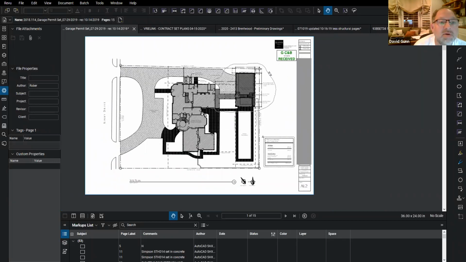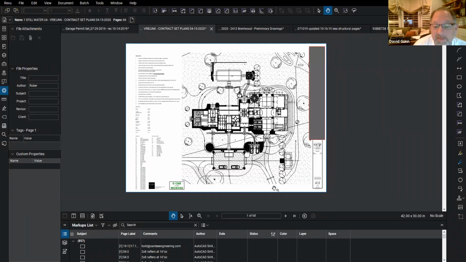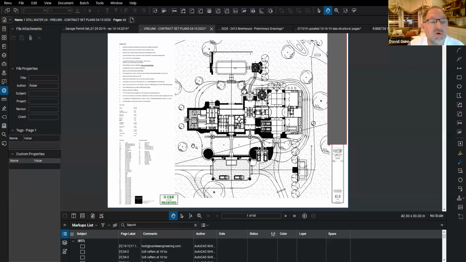Let's look at another example. Here is a drawing for a new house. This is the first page of the set of drawings. And in this case, the architect uses the site plan for some other things.